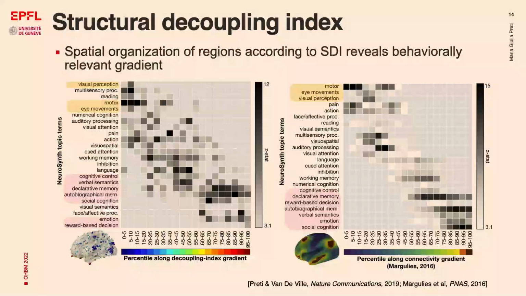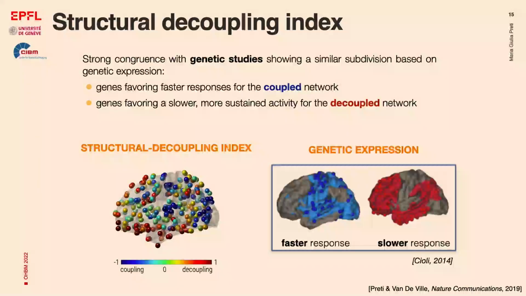And what we are adding is that these gradients, you can find them also when you're looking at how structure and function relate. And then in terms of interpretation, we found strong congruence. So these gradients are present in many other studies based on different things that you can look at in the brain. For example, one that I find very interesting is a congruence with a genetic study that found very similar networks, the ones that you see here in blue and red, but in terms of which proteins are used for neural transmission.